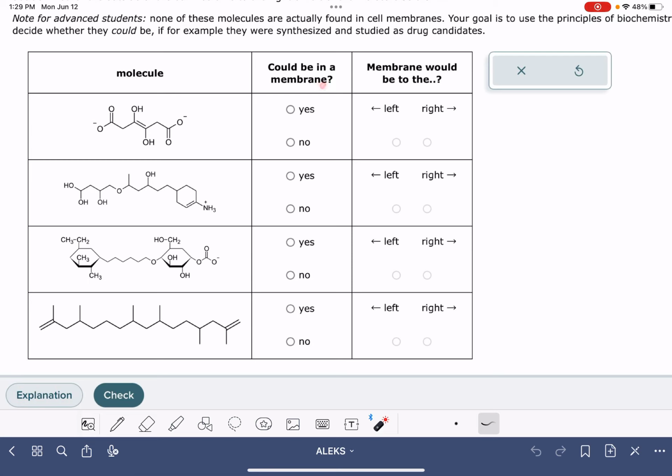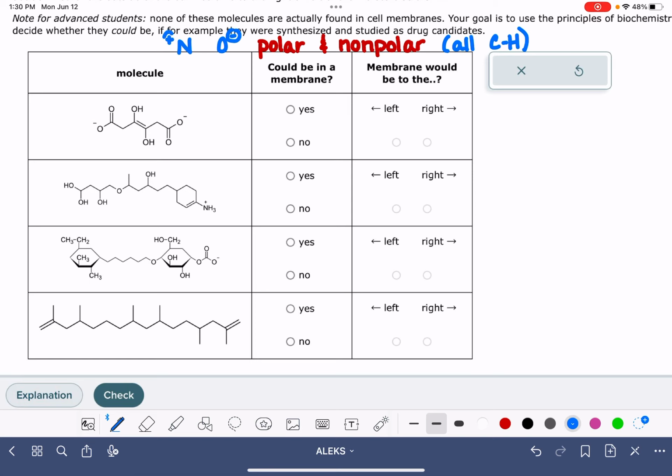Now, in order for the molecule to be in a cell membrane, it needs to have one end of the molecule that is polar and the other end of the molecule being nonpolar. And the easiest way for you to identify these different portions is a nonpolar portion is going to be all carbons and hydrogens. The polar portion is going to have an electronegative element like an oxygen or a nitrogen, and it's going to have a charge on it like O- or N-.